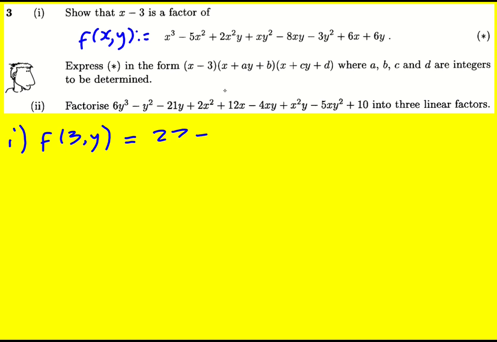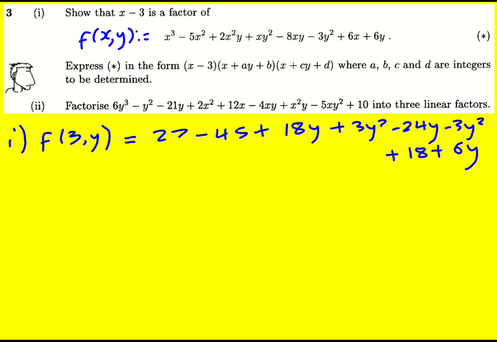We're going to get 27 minus 5 times 9, 45, plus 2 times 9, 18y, plus 3y squared minus 24y minus 3y squared plus 18 plus 6y. And we're going to have the 3y squareds cancelling. The 6y plus 18y is going to cancel with the minus 24y. I'm going to get 27 plus 18, which is 45. So I do indeed get 0.